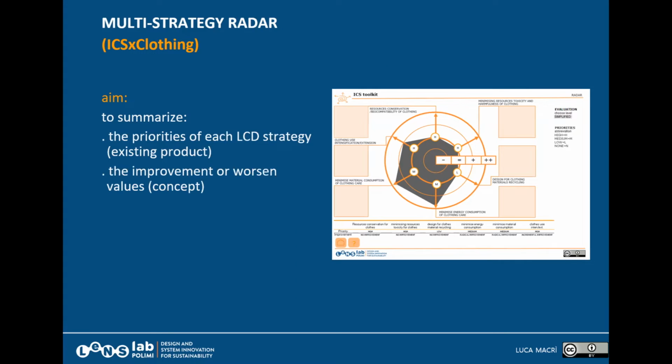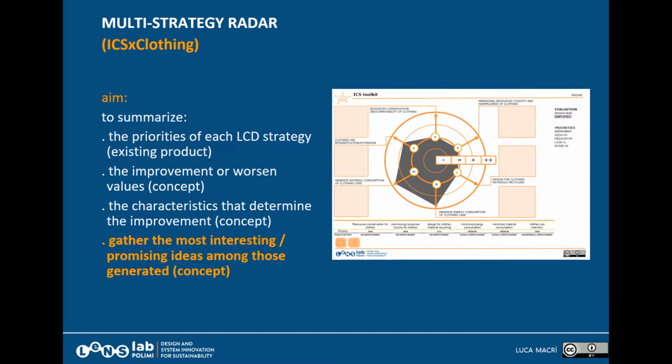To summarize, what is the aim of the radar? There could be multiple ways of using it. First of all, you also see here the priorities for each lifecycle design strategy. You see those small circles in the inner circle, just on the hexagon.